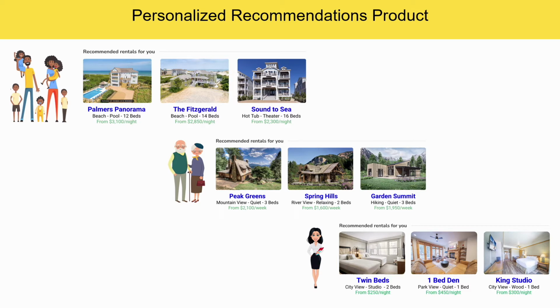So for example, a family who's looking for a vacation will get personalized recommendations around beaches because they prefer beaches, versus an elderly person who, if they prefer mountain houses, will see those recommendations.